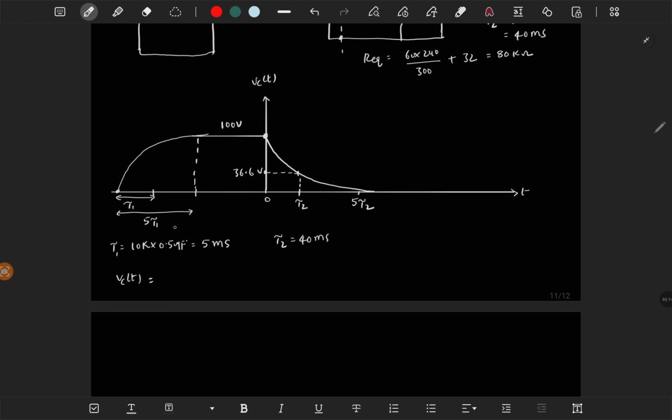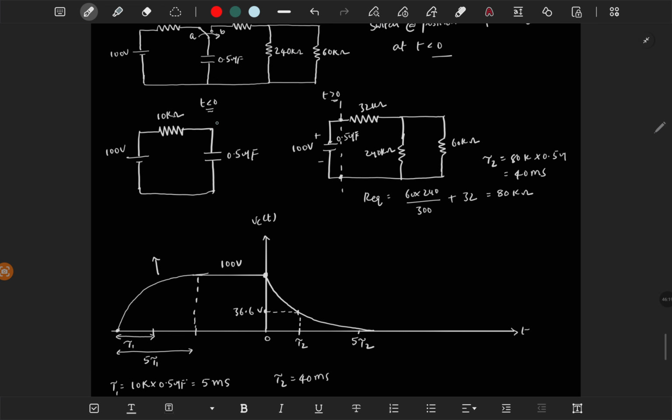So this expression is for this circuit. What is the final value? For the complete circuit, the final value is 0, that is sure. But for only this circuit, this circuit doesn't know that there is some transient behavior coming at t equal to 0. So it is assuming that I am going to reach the final value of 100 volt. That is what it knows. So the final value is 100 volt for this circuit and the initial value is 0.